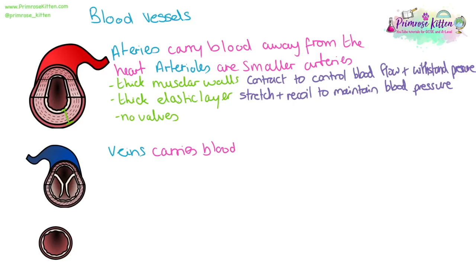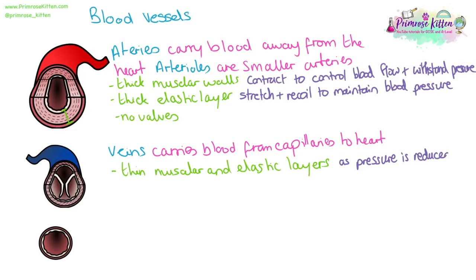Veins carry blood towards the heart. They have thin muscular and elastic walls. The elastic and muscle layers are thinner in veins because pressure is reduced. They have valves at regular intervals to stop the blood flowing backwards.